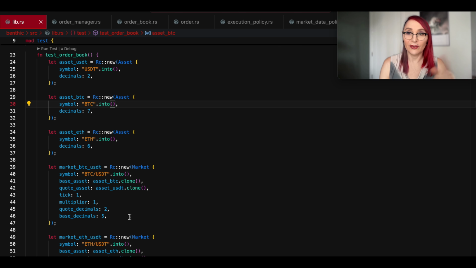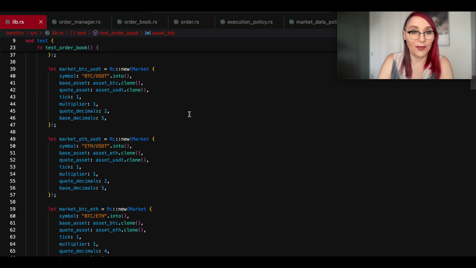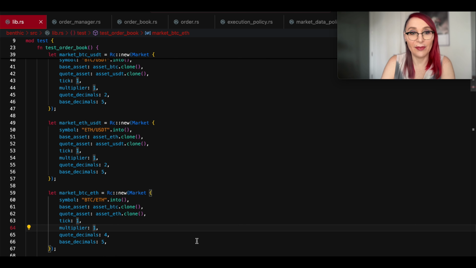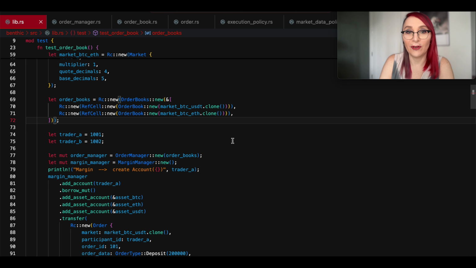If you trade Bitcoin dollar, it's going to be a different number of decimals for Bitcoin and dollar than if you trade Bitcoin and Ethereum, right? So there are the 3 markets here defined: Bitcoin dollar, Ethereum dollar, and Bitcoin Ethereum. And they have some number of decimal places defined. Now I have defined 2 order books for Bitcoin dollar and Bitcoin Ethereum, because these are the only 2 order books I'm going to be sending orders in this example.